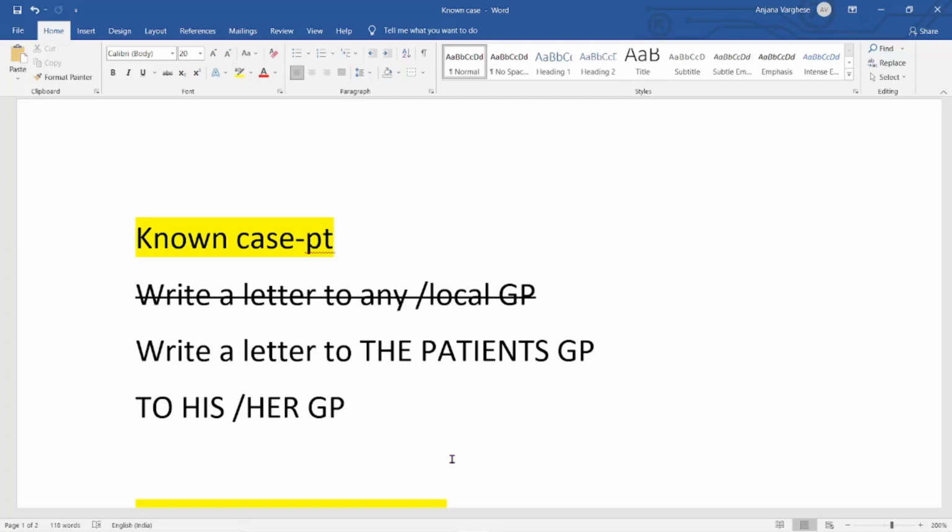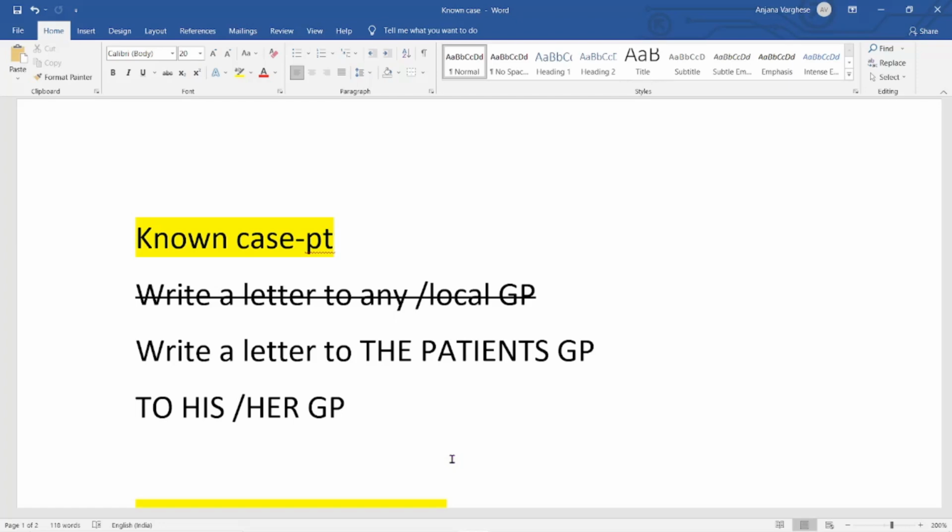That's how it is here also in the known case, with the patient. Someone already knows the patient, so we don't have to explain everything from the past, only the latest update. So how can we know whether it's a known case or not?